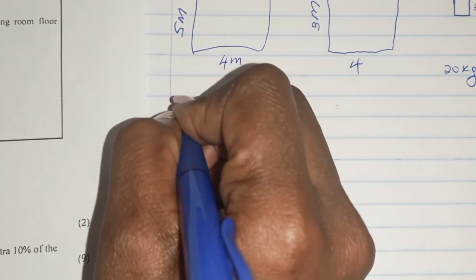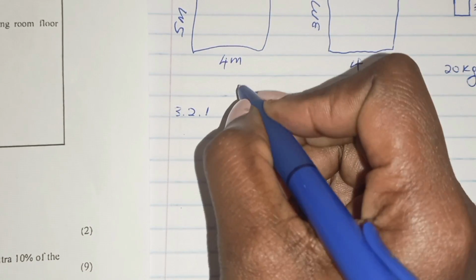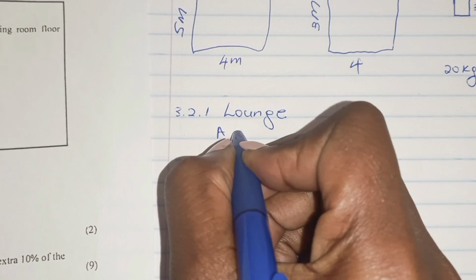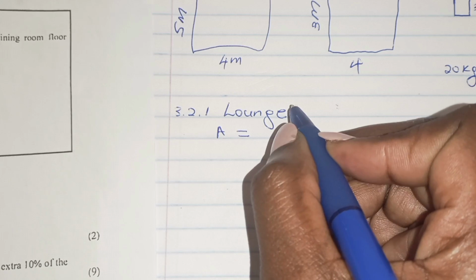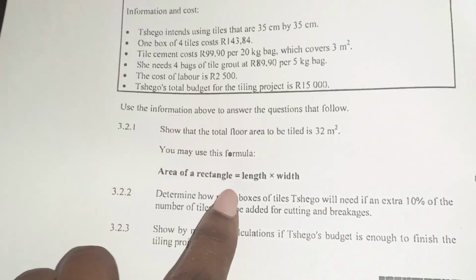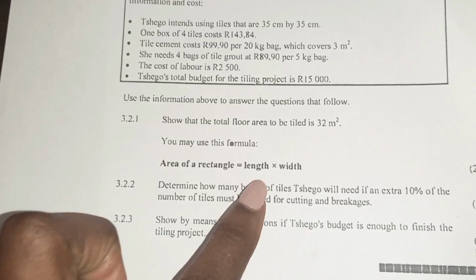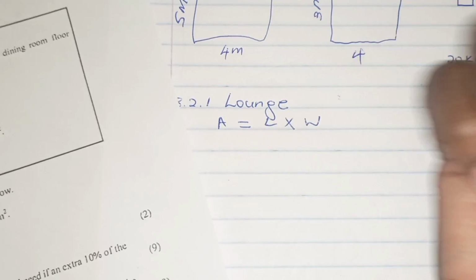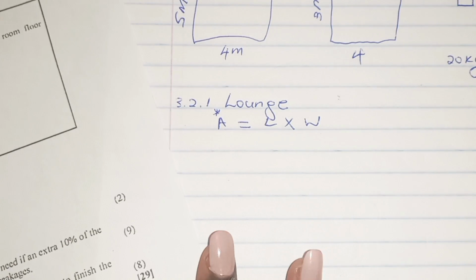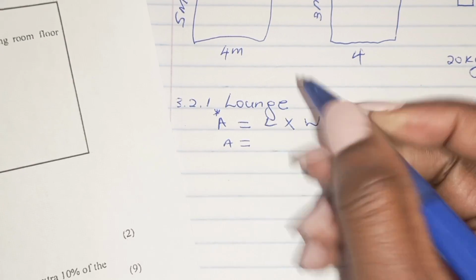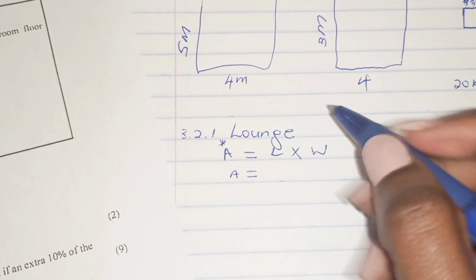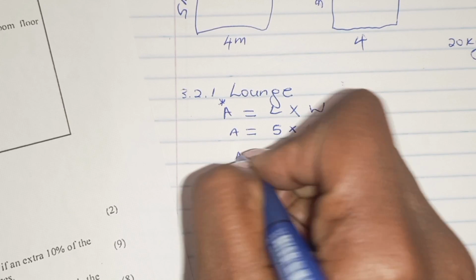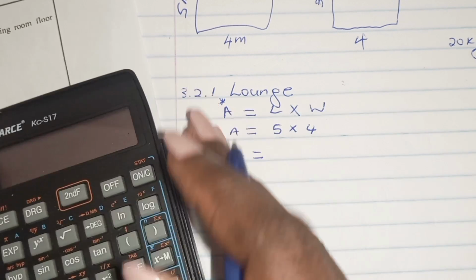I'm going to say 3.2.1 and I'm going to calculate for the lounge. The area there is equal to, we are given the formula, area of a rectangle because those rooms are both rectangles, length times breadth, length times width, right? And we are calculating the area, so I'm not worried. I know that the unknown is there. And then area is equal to, the length is 5 by 4. So that would be 5 by 4 or 4 by 5. You'll get the same answer. And that is 20 meters squared.